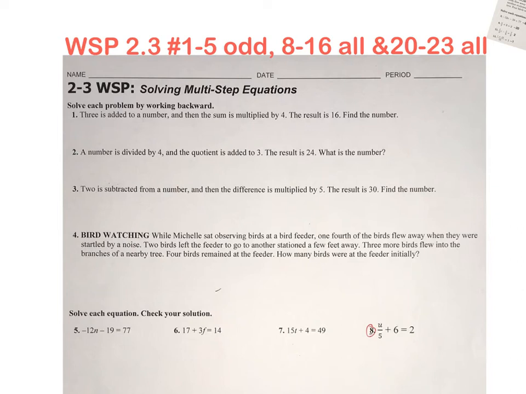So this is WSP 2.3. We're not doing all of them. We're doing numbers 1 through 5 odd. That's 1, 3, 5, and then we're jumping to number 8, sorry, and going 8 through 16 all, and then 20 through 23 all also. So that's on the back side of the 20 through 23.